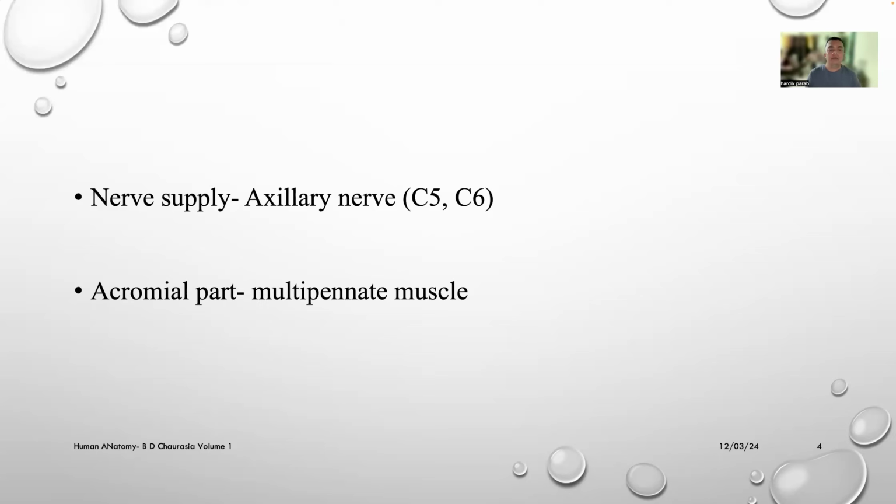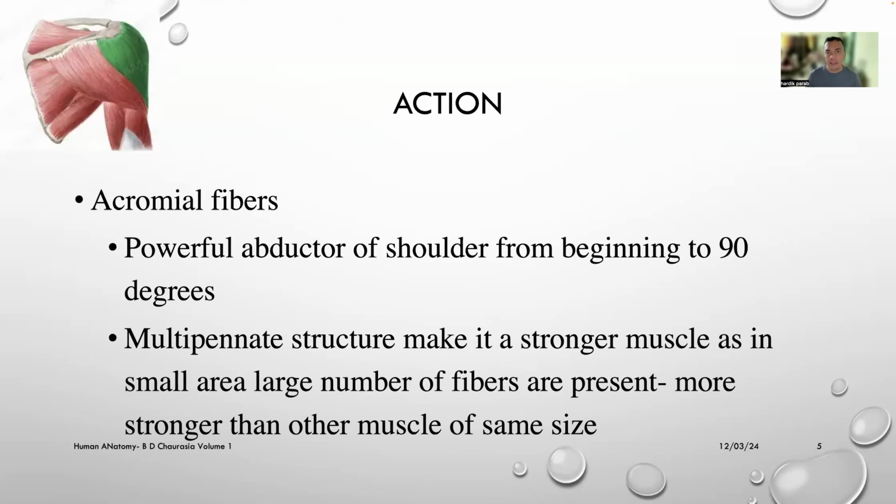The acromial part is a multipennate muscle; out of these three fibers, acromial, anterior and posterior, the middle fiber, या तो उसको acromial fiber भी कहा जाता है, जो एक multipennate structure होता है. Multipennate होने की वजह से वहाँ पे बहुत सारे fibers narrow area में आके locate हो जाते हैं. That's why it is a very strong abductor of your shoulder joint, because, as we'll see now, the acromial fiber is a powerful abductor of the shoulder joint, doing shoulder abduction from 0 to 90 degrees.